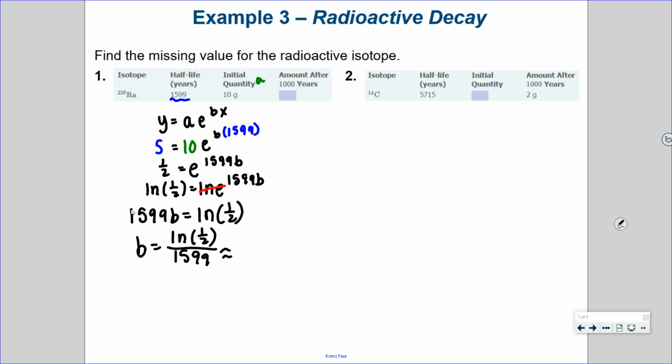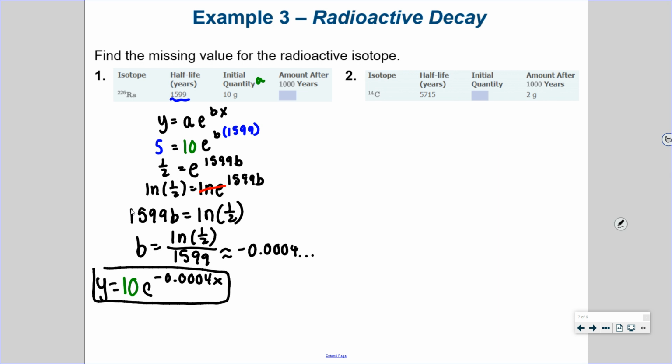I'm not going to do this in my calculator because we did a ton of examples yesterday. Negative 0.0004. So here would be my model. Let's write it over here. Y equals 10, my initial amount, times e to the negative 0.0004 x. You can just do 4 decimal places here when you're writing the model. Now to find the missing value, I want to figure out the amount of this isotope we have after 1,000 years.